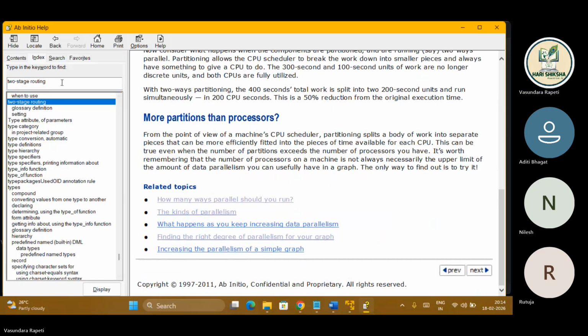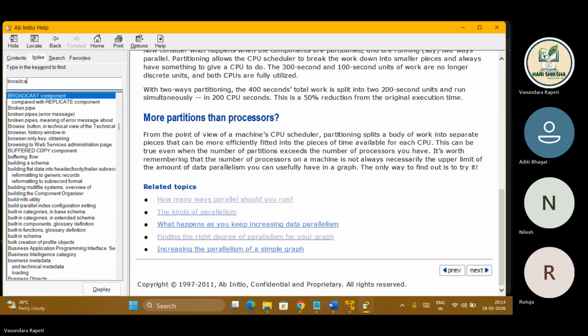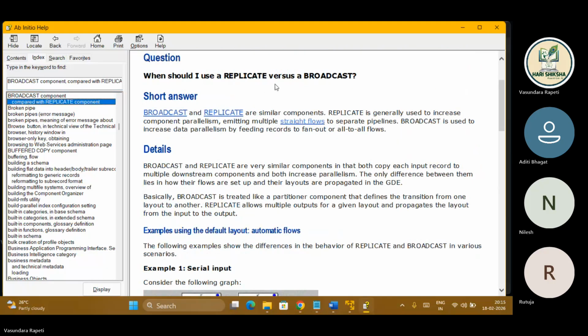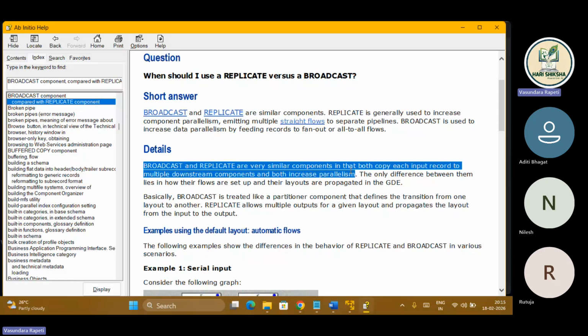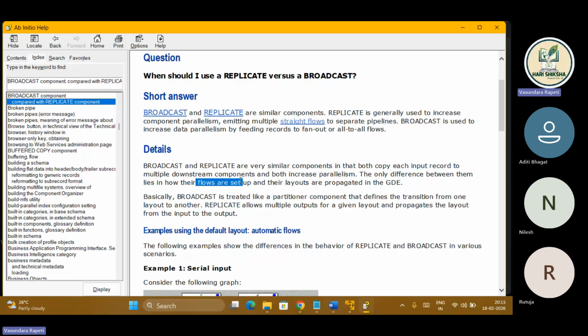Okay, so when used, broadcast and replicate are asymmetric. Replicate is generally used to increase component parallelism. Broadcast is used for data details. They are very similar components; both copy each other's records to multiple downstream partitions. The only difference between them lies in how their flows are set up and their layouts are propagated.